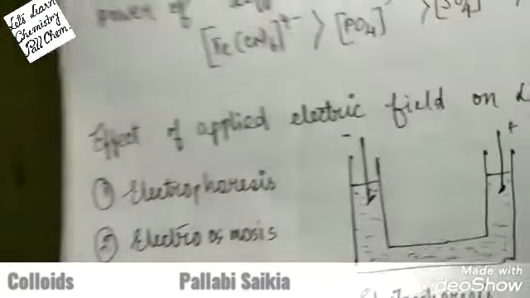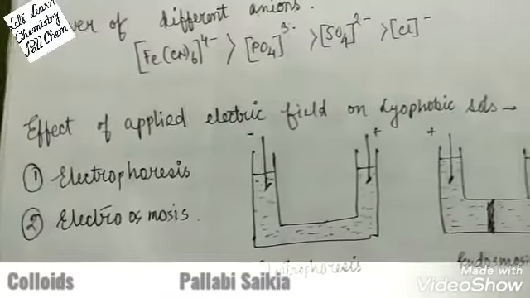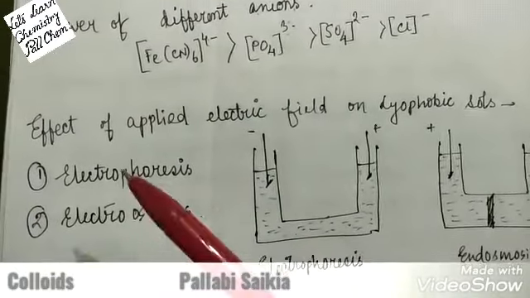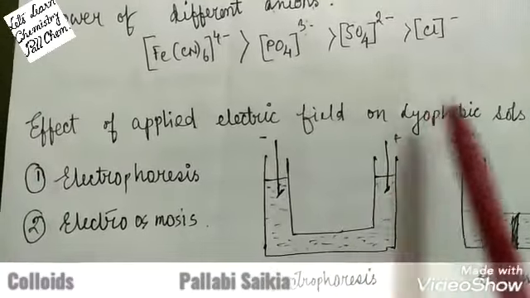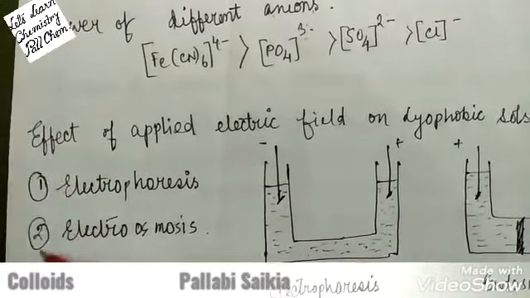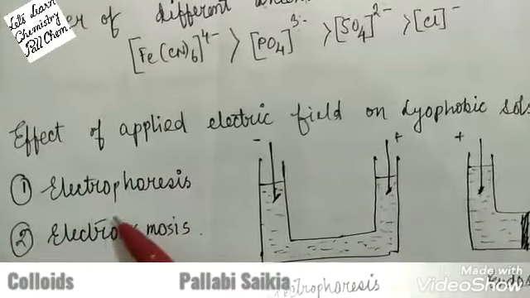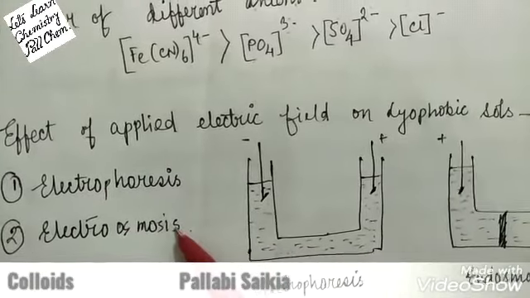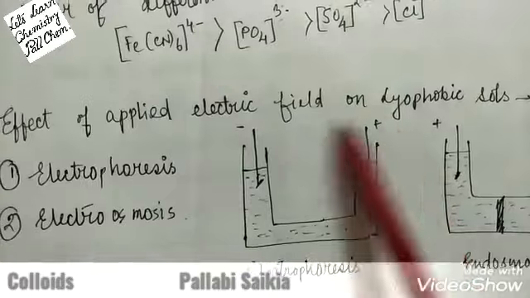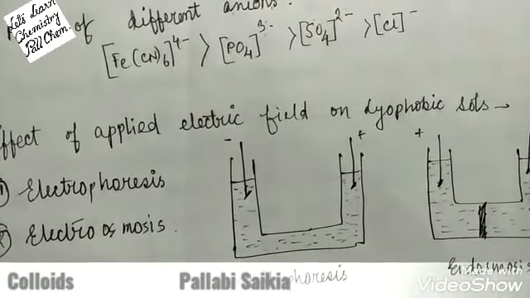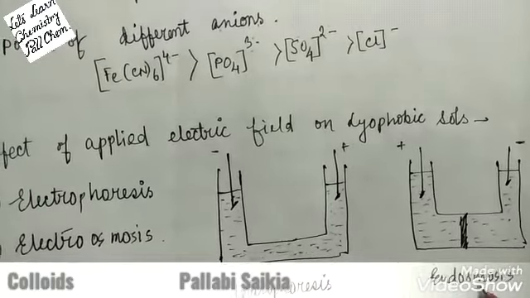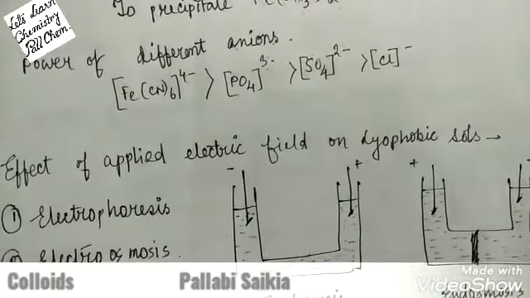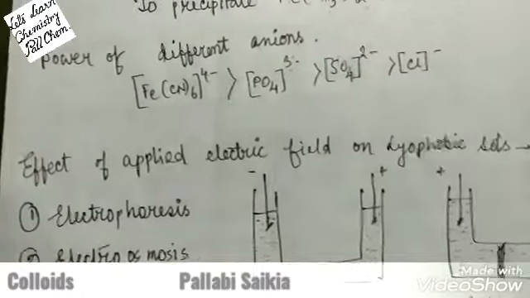Next is the effect of applied electric field on lyophobic sol. When an electric field is applied to a lyophobic sol, two phenomena are observed. One is electrophoresis and the other is electro-osmosis. This is the diagrammatic representation of electrophoresis, and this is the diagrammatic representation of electro-osmosis, that is endo-osmosis. So what is electrophoresis?